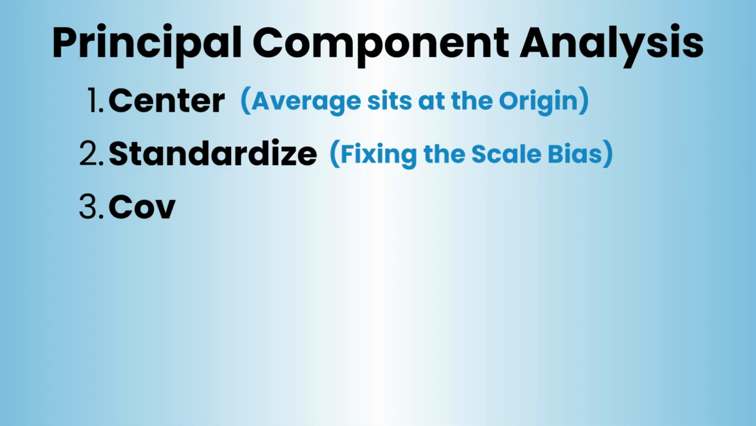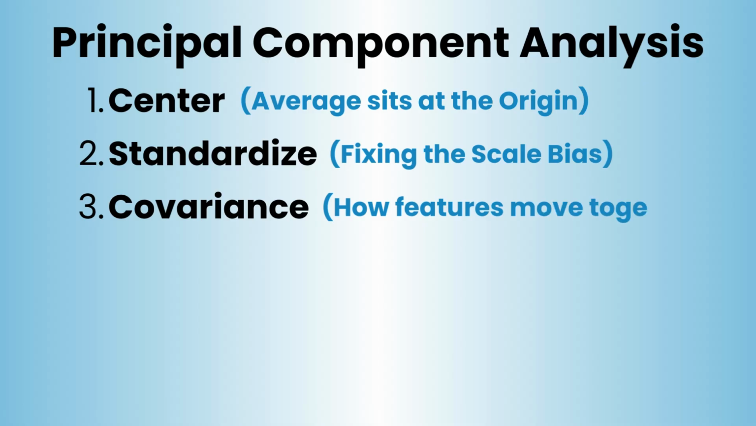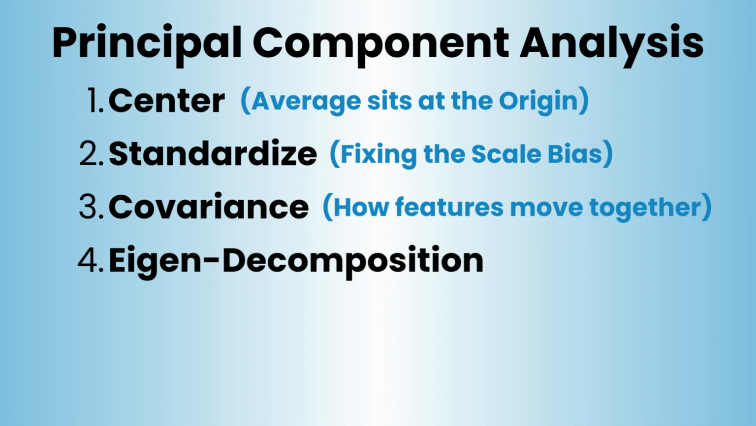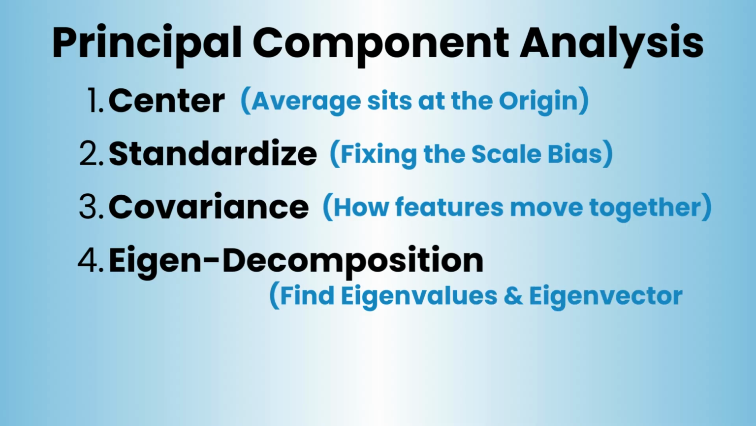And the third step is the covariance matrix. We calculate a square matrix that summarizes how different features move together. This acts as a map of the data shape and direction. And the fourth step is eigen decomposition. We find the eigenvalues and the eigenvectors of that covariance map. These vectors represent the principal components, the new hidden axis where the information is most concentrated.